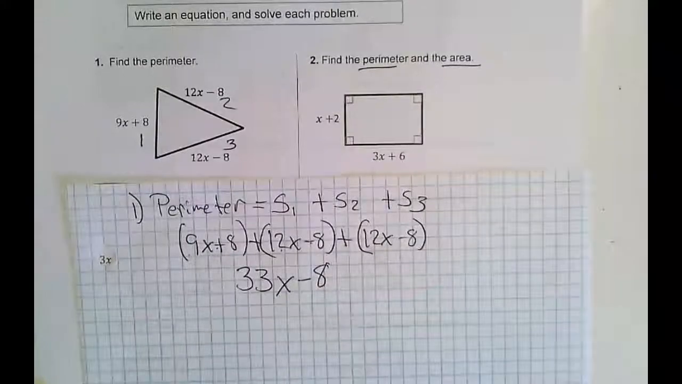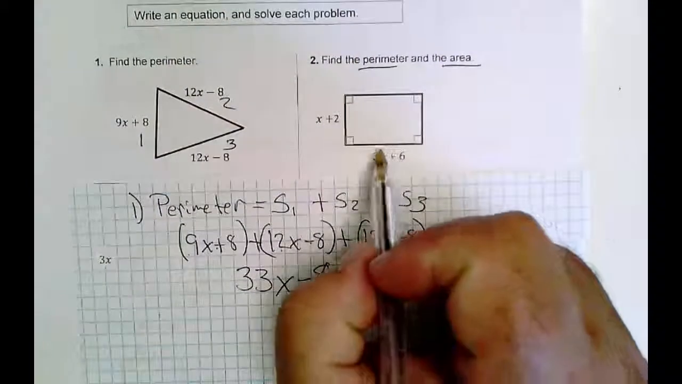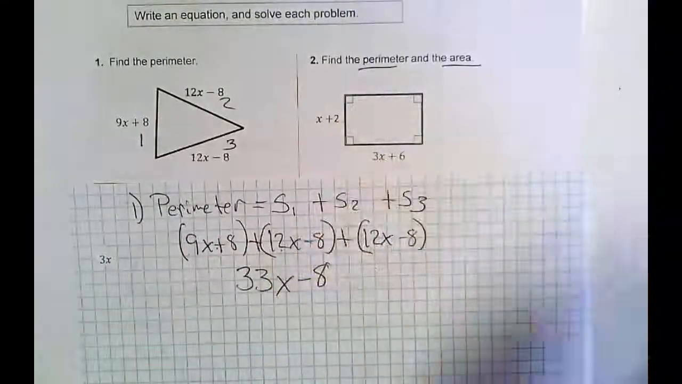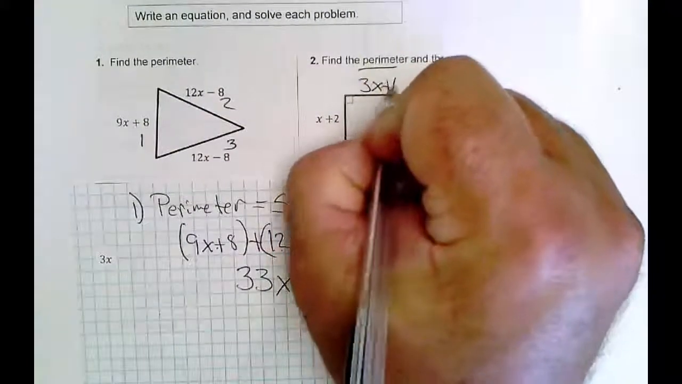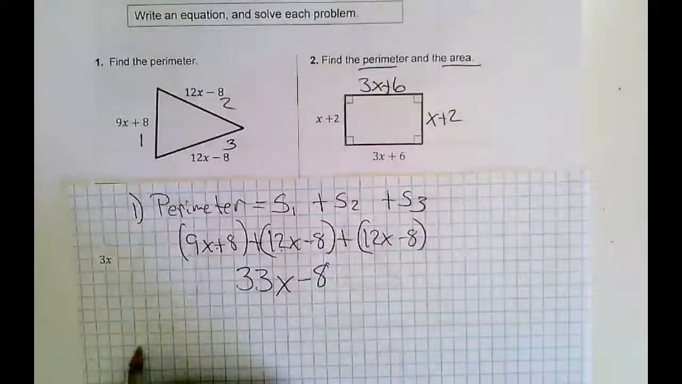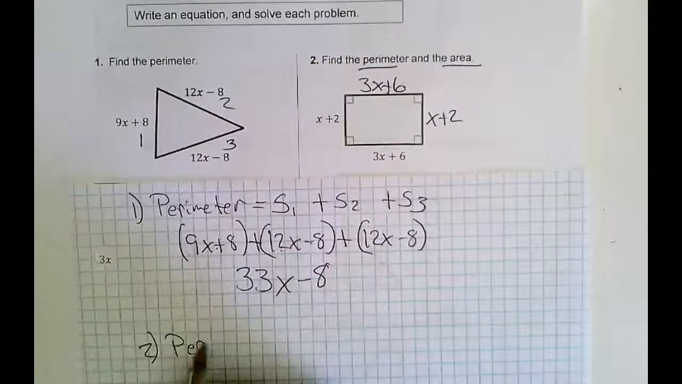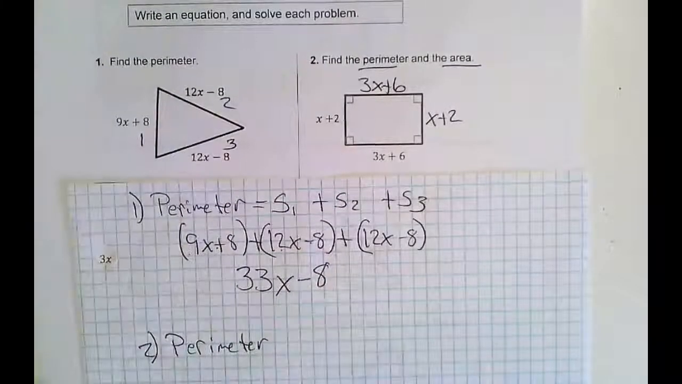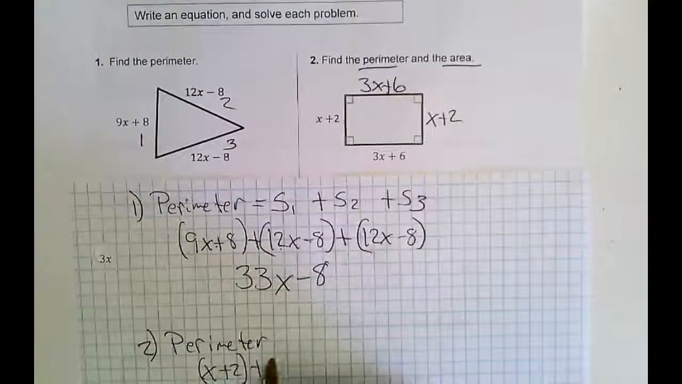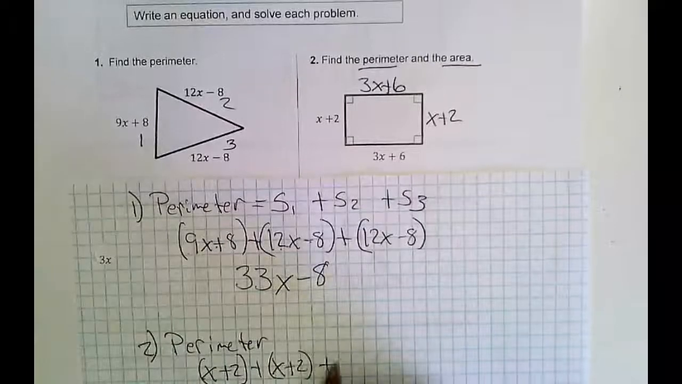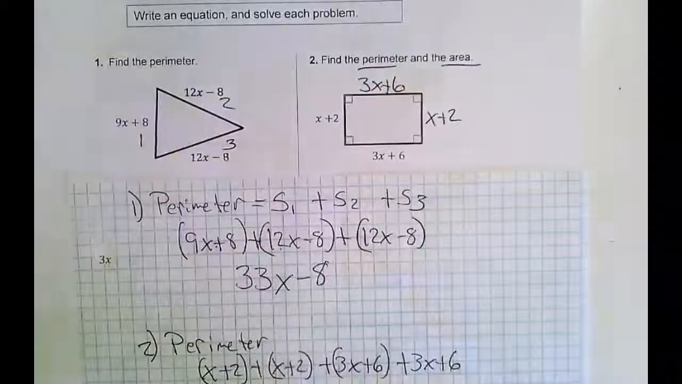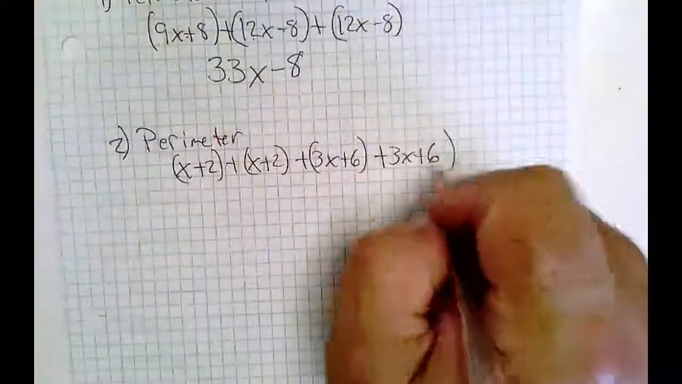Okay? So we need to remember the properties of a rectangle tell us that it has 4 sides with 4 right angles. It also has pairs of congruent sides, congruent meaning the same. So we know that this will be 3x plus 6 and this will be x plus 2. Okay, so the first thing that we're going to find is the perimeter. Again, perimeter is adding up all the sides. So we would get x plus 2 plus x plus 2 plus 3x plus 6 plus 3x plus 6.